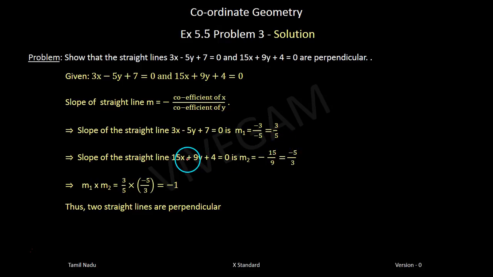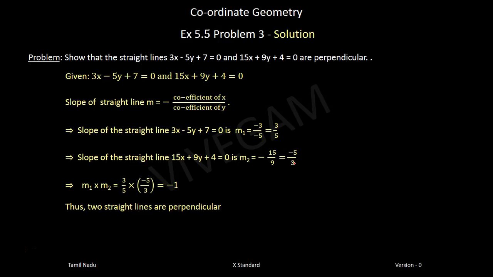Now apply the same for the second line, 15x plus 9y plus 4 equal to 0. The slope m2 will be equal to minus of coefficient of x, which is 15, divided by coefficient of y, which is 9. So it is minus of 15 by 9. 3 will go 5 times, 3 will go 3 times. So that's equal to minus 5 by 3.